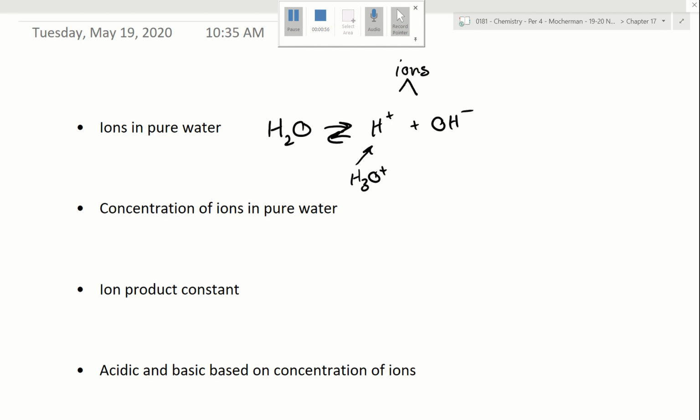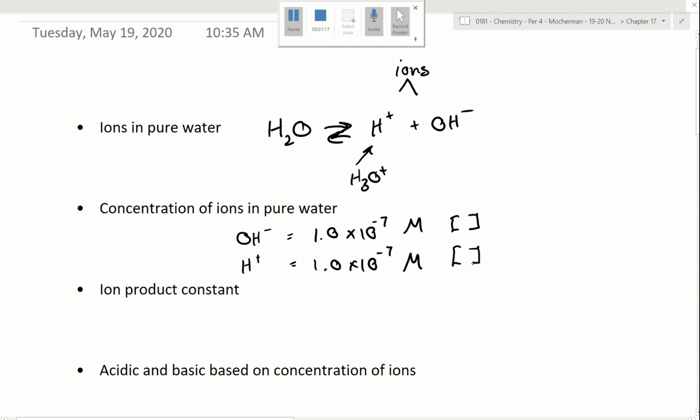The concentration of ions in pure water, so OH- and H+, both have a concentration of 1.0 times 10 to the negative 7 at 25 degrees Celsius. So that's its molarity, or its concentration. Remember, concentration shows up as these brackets like this sometimes too. The ion product constant of water, in other words, if you multiply these two together, you'll find that the ion product constant of water at 25 degrees Celsius is 1.0 times 10 to the negative 14, and that equals the concentration of H+ times the concentration of OH-.